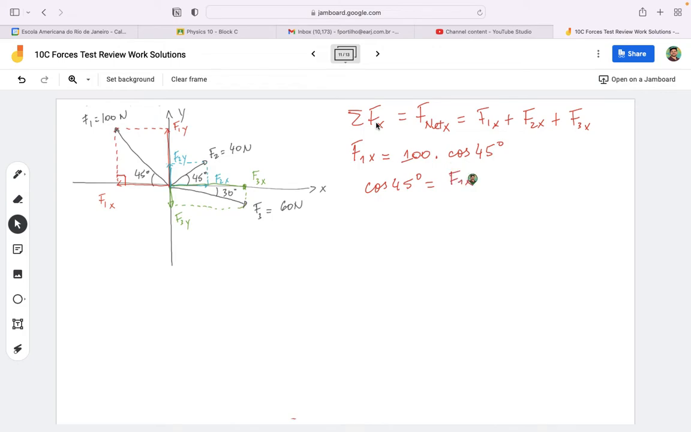F1x over the hypotenuse, which is 100 newtons, right? If we cross multiply, what happens? We end up with F1x equal to 100 times cosine of 45. But why am I doing this straight away like that? In order to save time and make it simpler, okay?